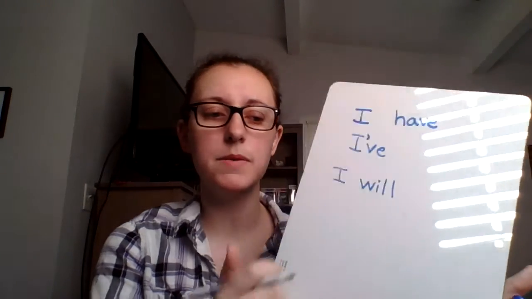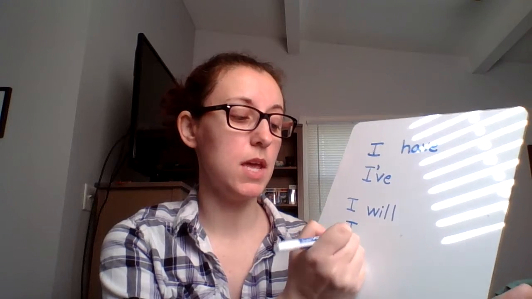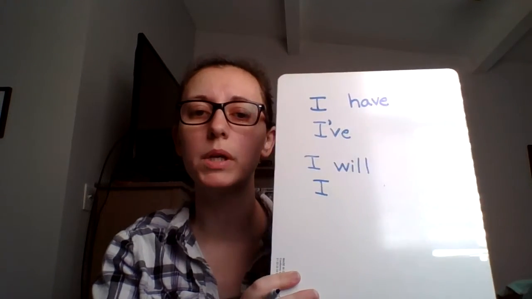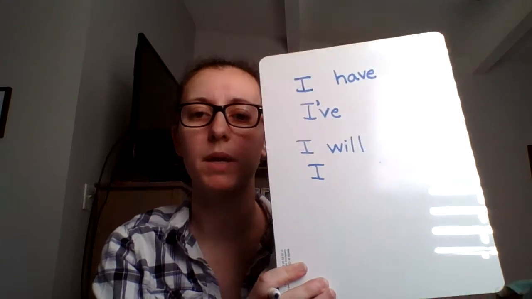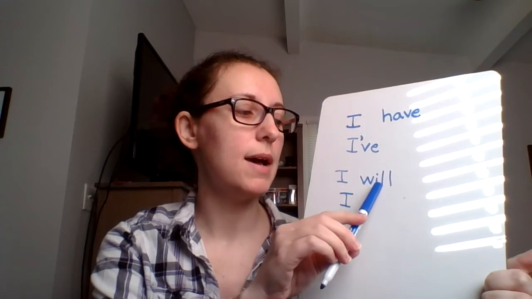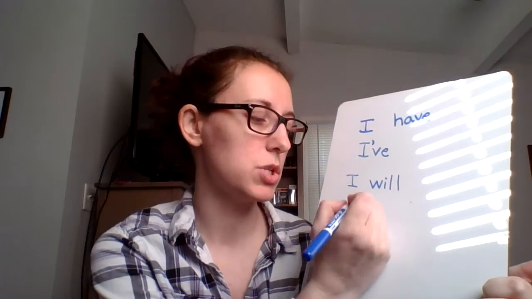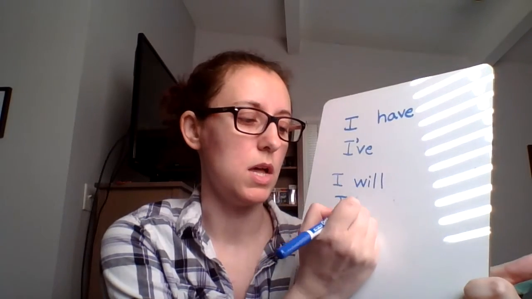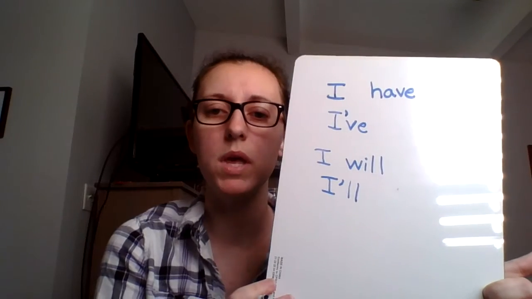Now, if I have I will, we're going to put them together. I stays an uppercase I because it's talking about you. You're very important, so you need to be an uppercase letter. You're going to replace W and I with an apostrophe. And if we get rid of W and I, we're left with LL. So I will becomes I'll.